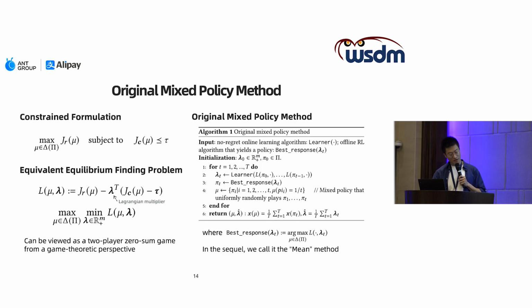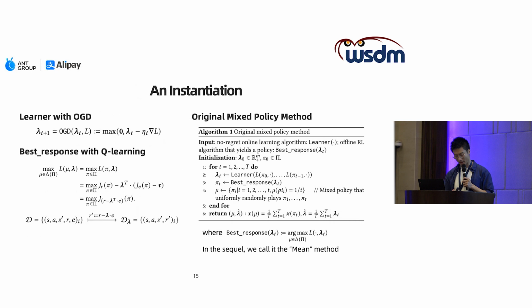This method iterates for T rounds, and in each round, the Lagrangian multiplier lambda is updated by any no-regret online learning method. Then any policy that optimizes the function L under the current lambda is found. After T rounds, the mixed policy that uniformly plays any of the found policies is returned. Due to this average operation, we call it the mean method. We show an example of how to use this meta algorithm.